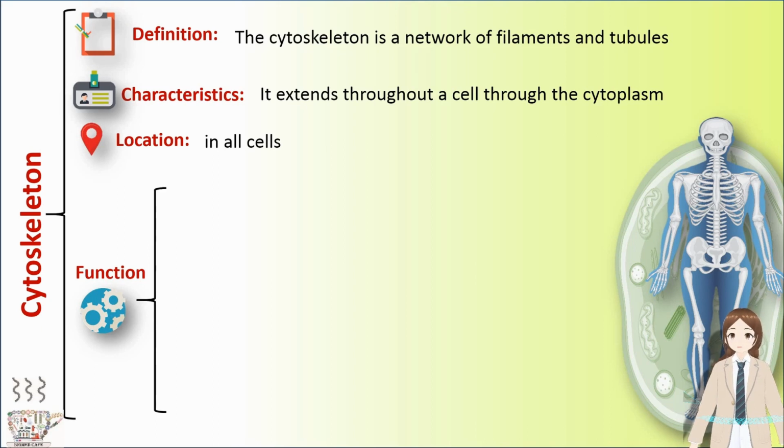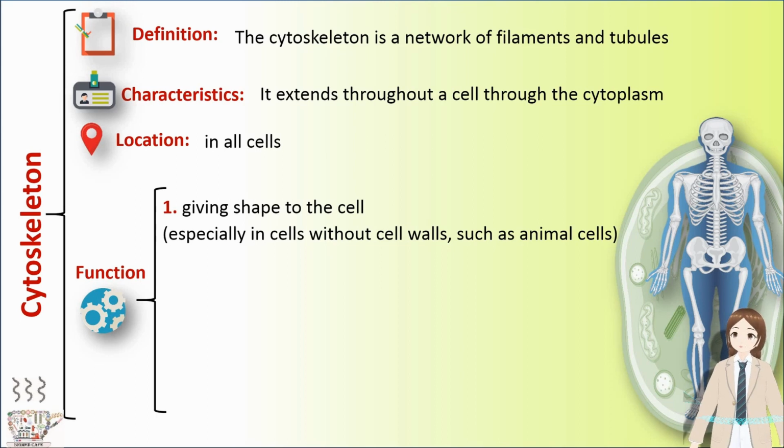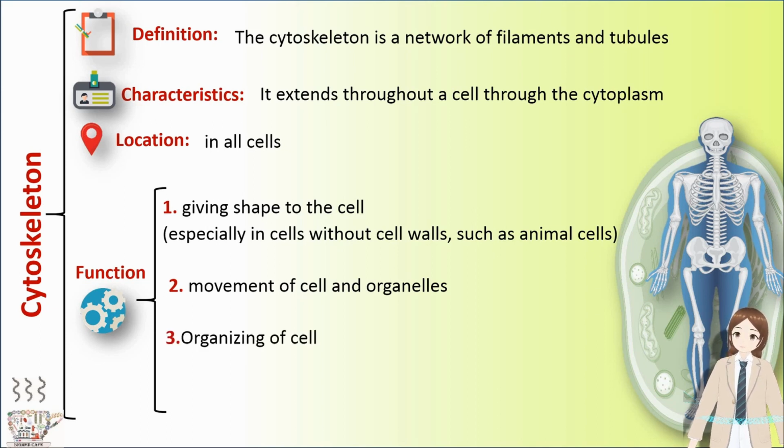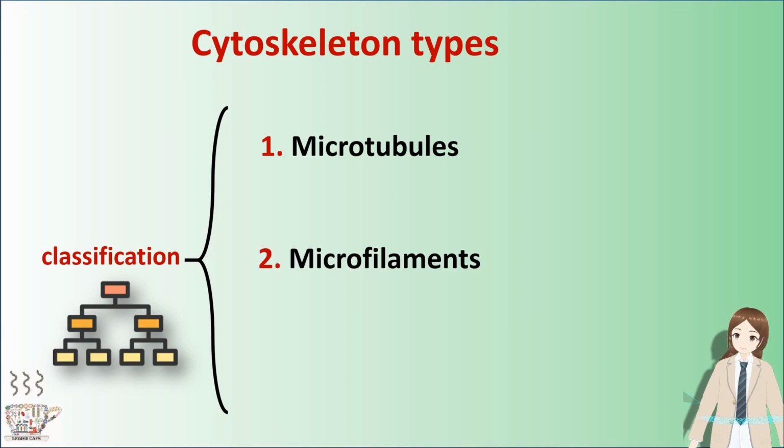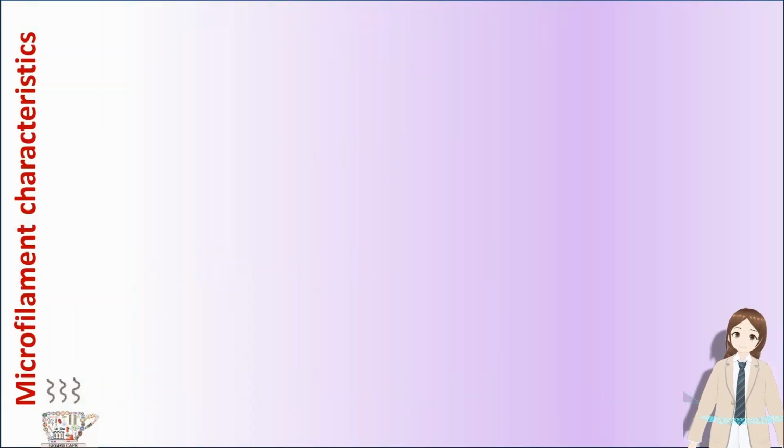It plays a role in giving shape to the cell, especially in cells without cell walls such as animal cells, in movement of cell and organelles, in organizing of cell, and in keeping the cell's organelles in their place. Cytoskeleton can be divided into three groups: microtubules, microfilaments, and intermediate filaments.